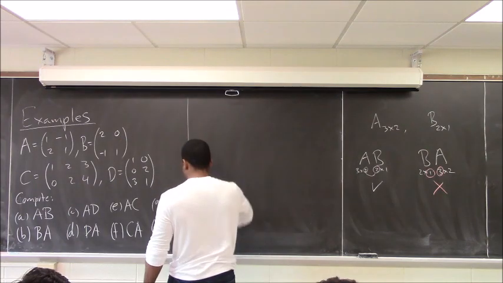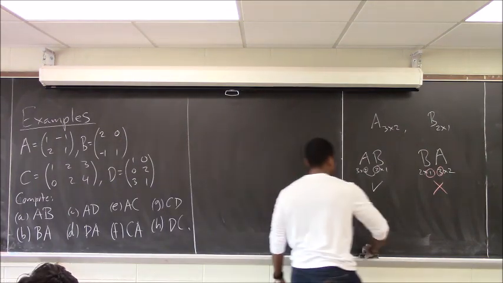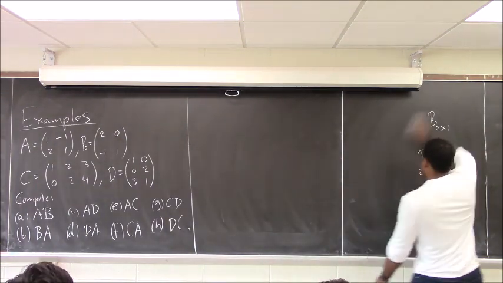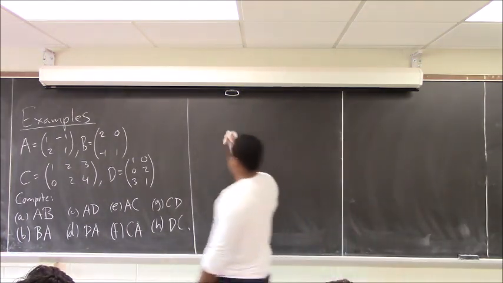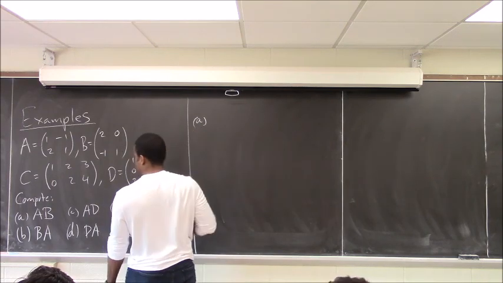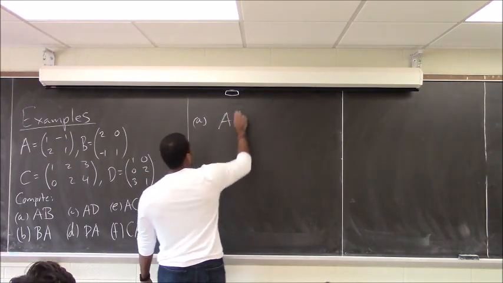You can get through a few here. Probably the first one is going to be very slow. Maybe get through another one, and then you'll probably try the rest. So let's look at A. We're doing A times B.